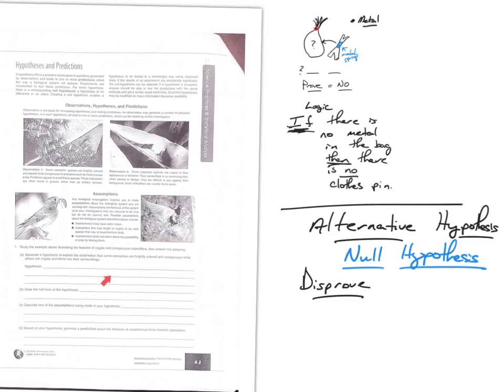Generate a hypothesis to explain the observation that some caterpillars are brightly colored and conspicuous. That's what conspicuous means, right? Brightly colored means conspicuous. So some caterpillars are brightly colored, while other caterpillars are what? Cryptic, which means they blend into their environment. So who has a hypothesis as to why?